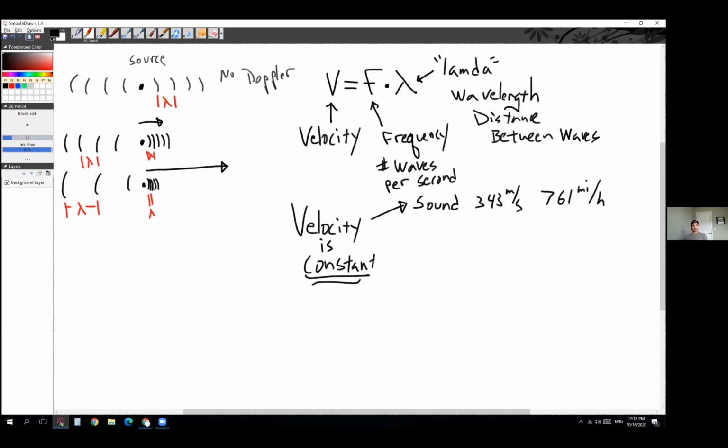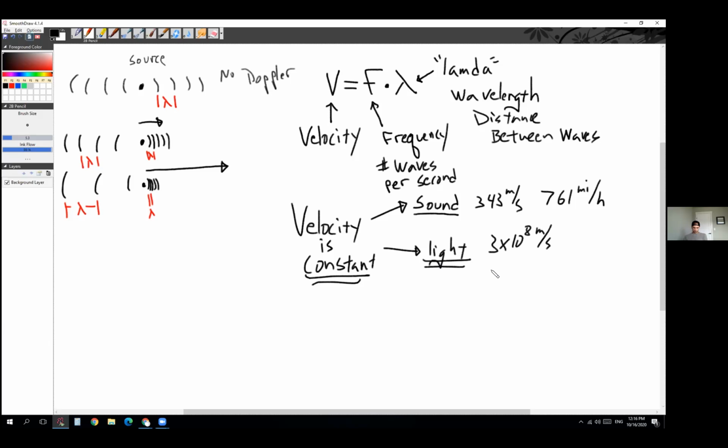So the speed of sound is constant. That doesn't change. What changes is the speed of the ambulance. Speed of sound is constant. Another thing, if we're talking about light, well, the speed of light is also constant. That doesn't change either. And the speed of light is 3 times 10 to the 8th meters per second.